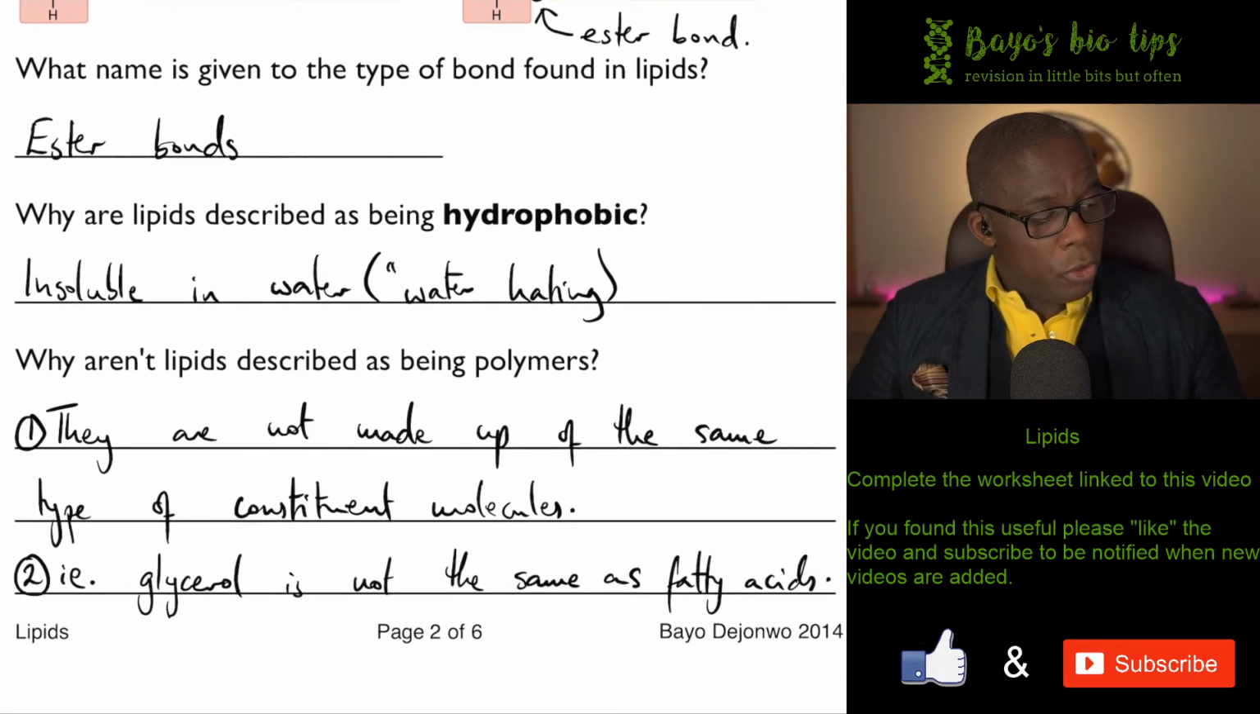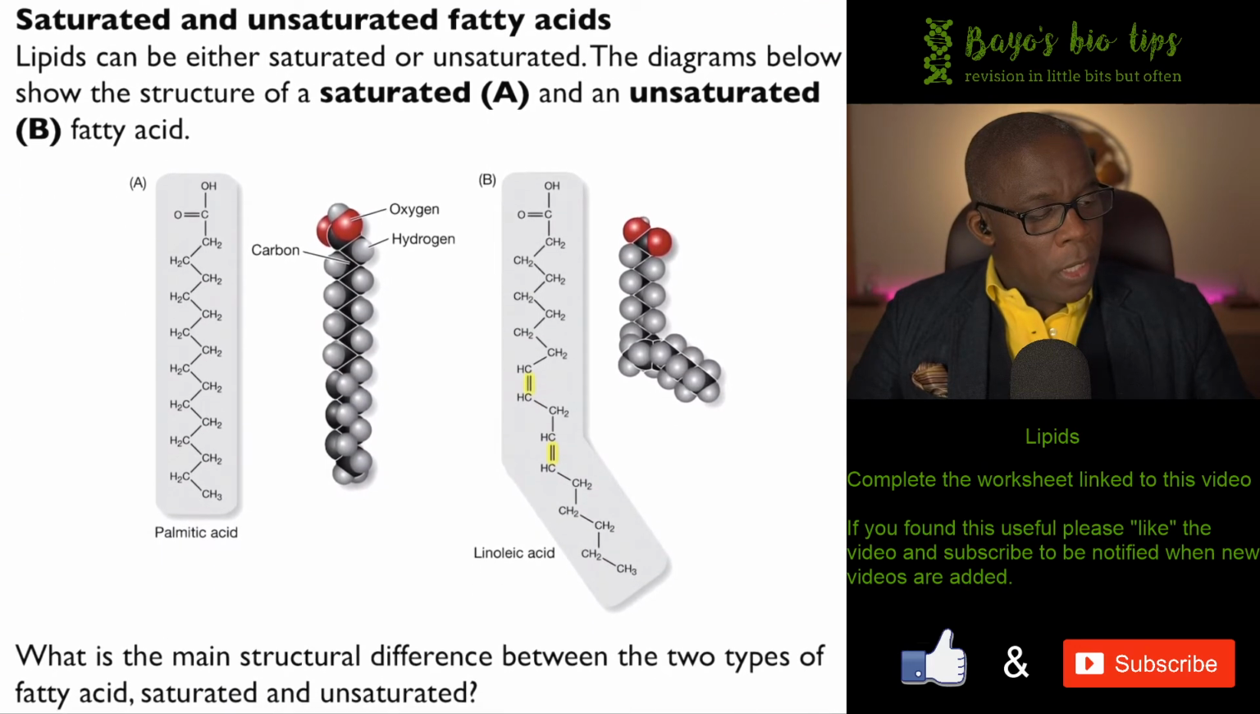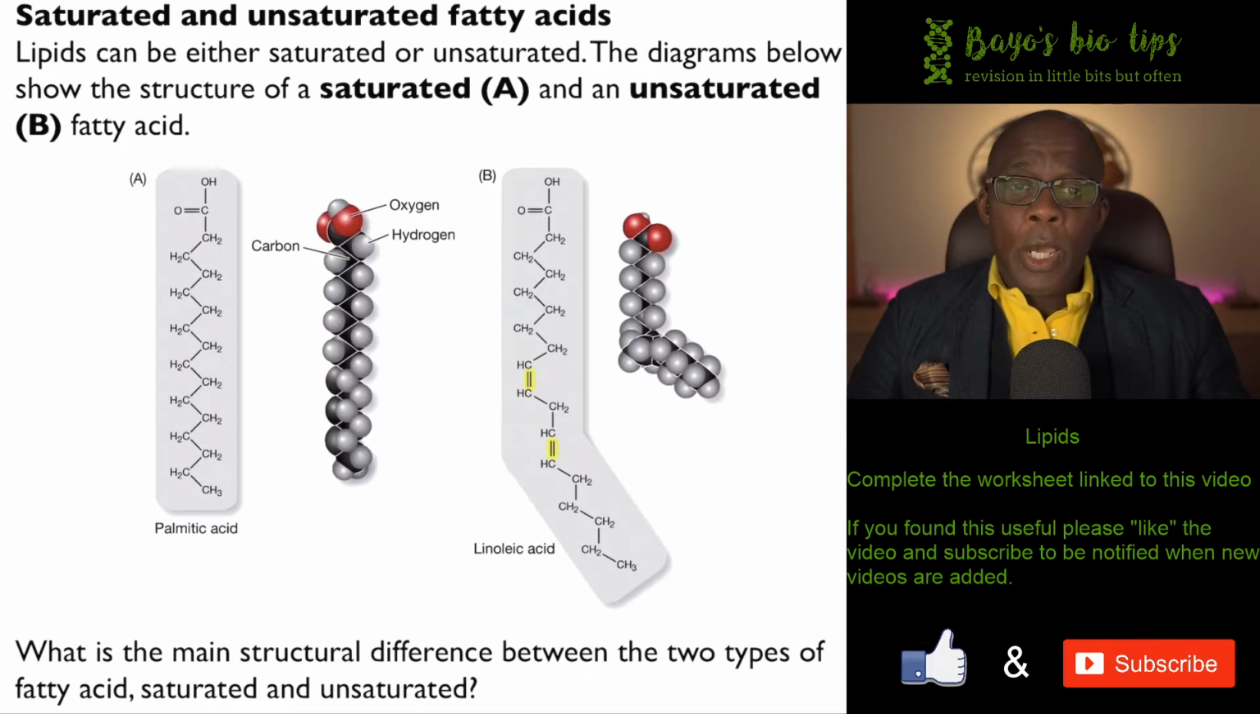So let's go on to the next page. So we've got saturated and unsaturated fatty acids. Have a quick look at that diagram and see if you can identify what the main difference is between a saturated and an unsaturated fatty acid. So A on the left being a saturated fatty acid, and B on the right being an unsaturated fatty acid. You can pause now and think about it.